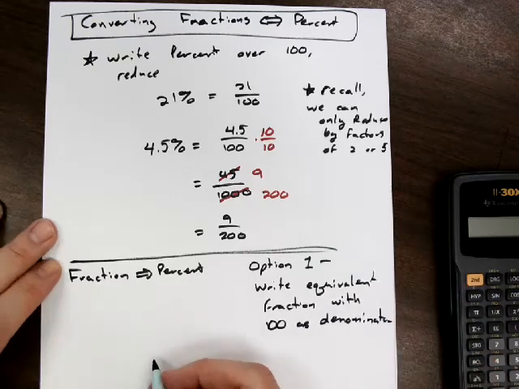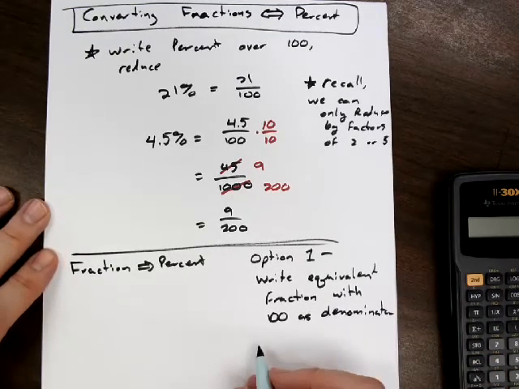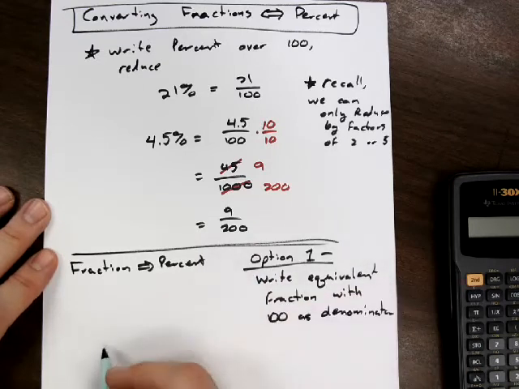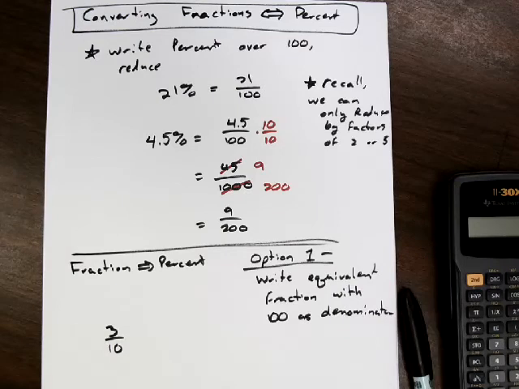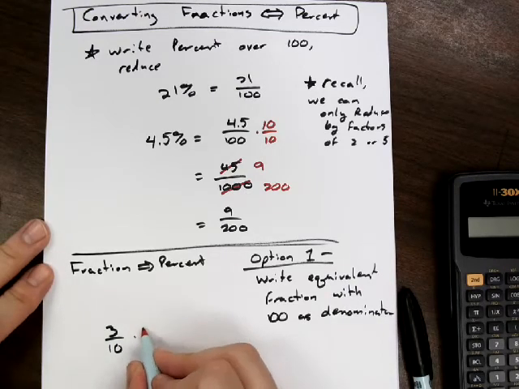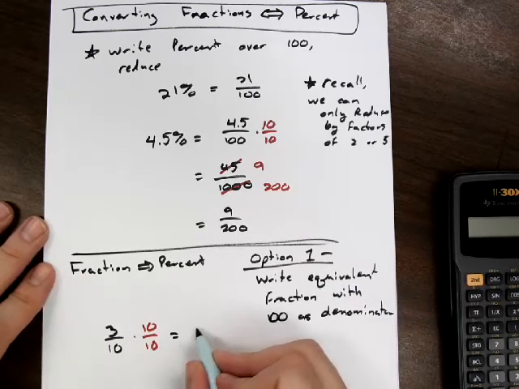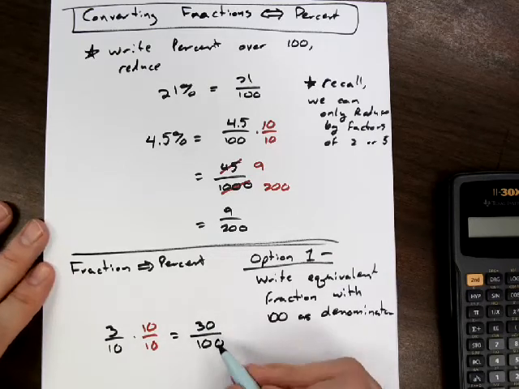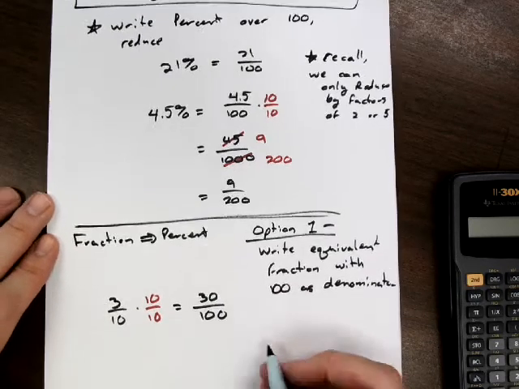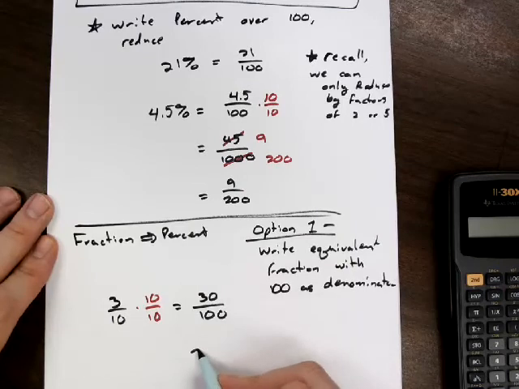So, say I had something like 3/10. I could just take this and multiply that by, say, 10 over 10. This would become 30/100ths. And guess what? Now I've got 30 parts of 100. This would just be 30%.